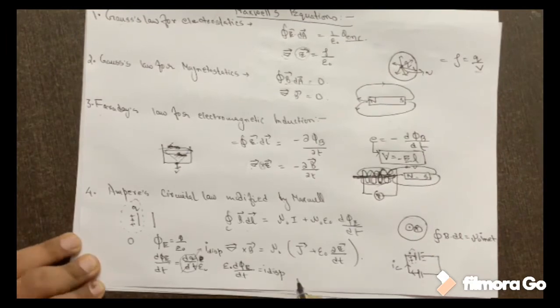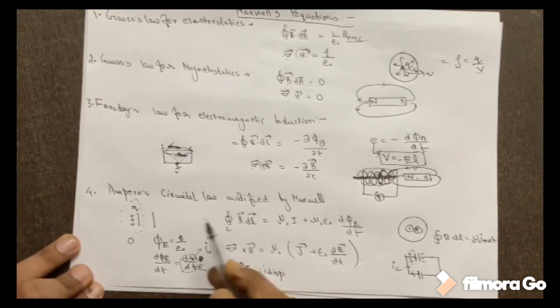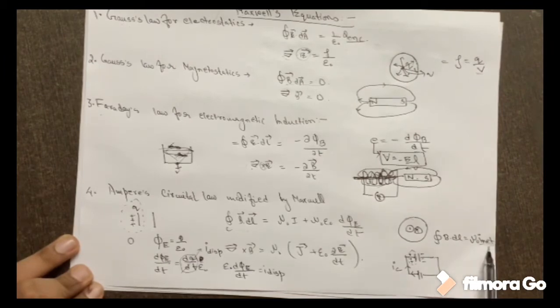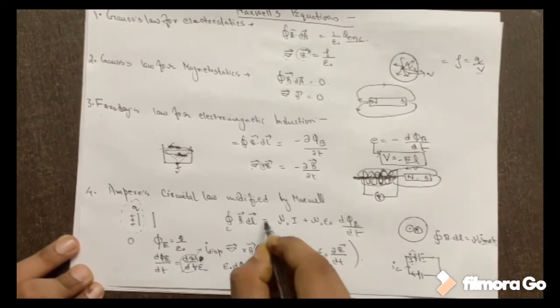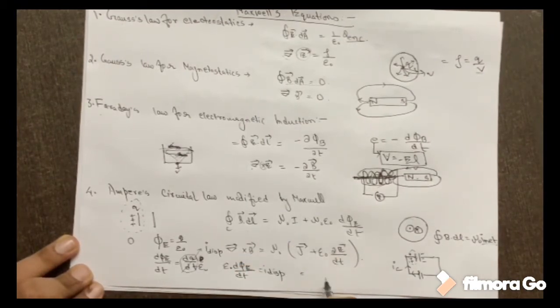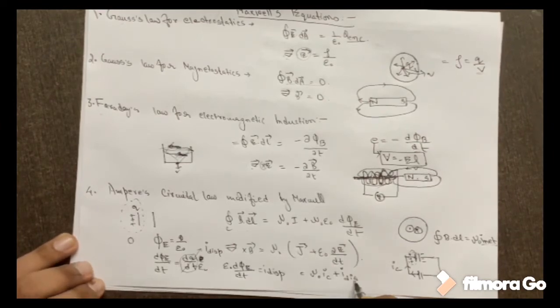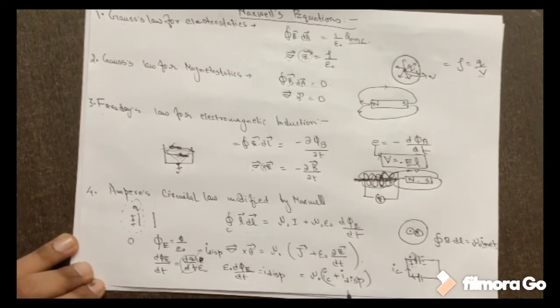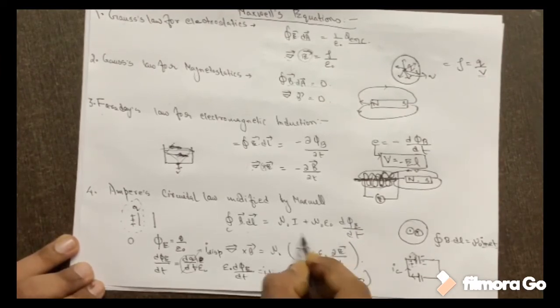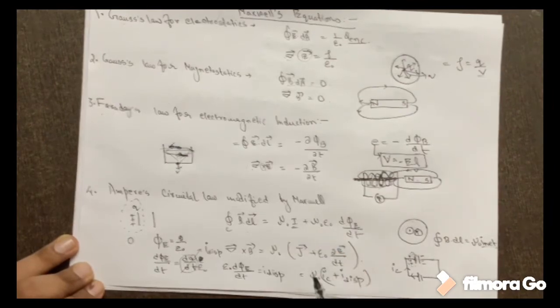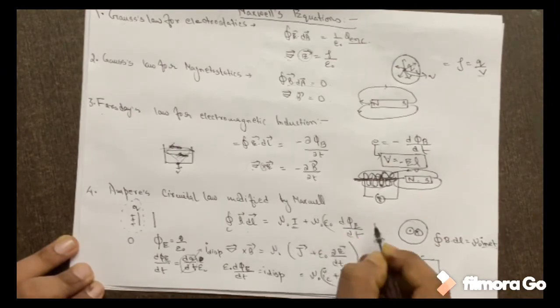Maxwell wanted to introduce this thing also in Ampere's circuital law, which just had this I passing in the circuit. So when he brought it into the formula, it became mu naught times I, the conduction current, plus the I displacement current that flows between the capacitor. The I conduction is simply written as I, and this displacement current, as we got from this equation, is epsilon naught d phi E by dt.